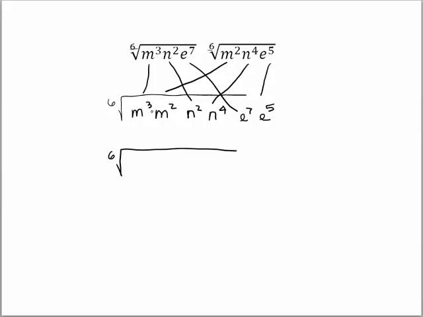Remember, when we multiply variables, we add the exponents. So we'll put this as m to the fifth. N, we add the exponents, to the sixth. And e, that'll be to the 12th. All right, now let's look at it again.